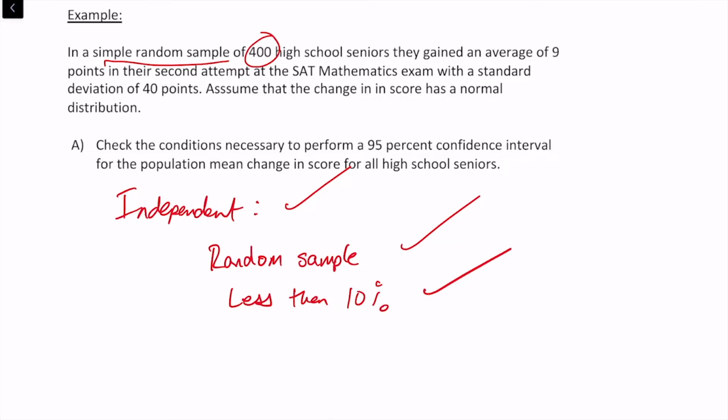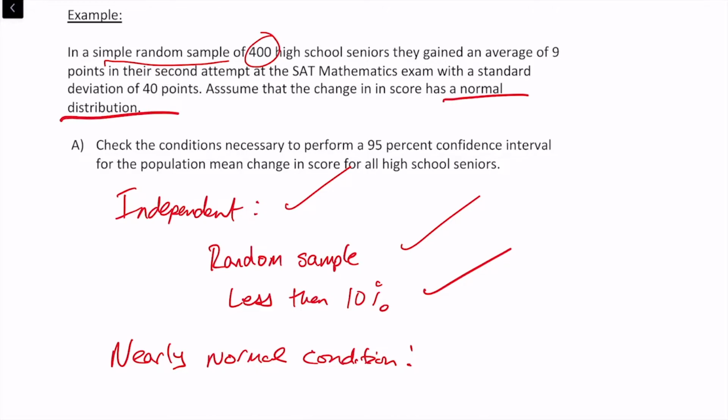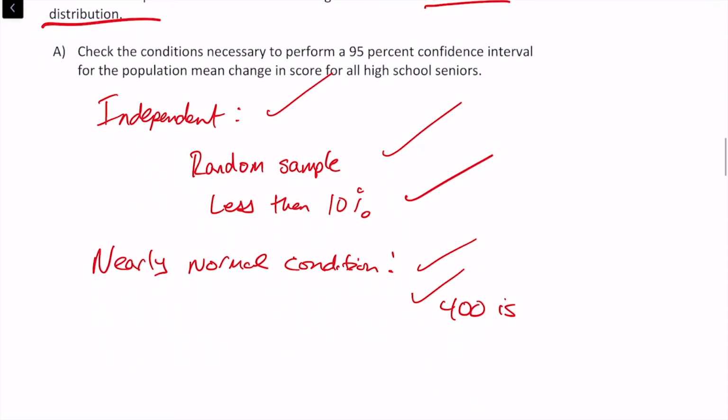The next condition is the nearly normal condition. There are two ways we can look at that. First of all, they tell us to assume that the score comes from a normal distribution, so that's already satisfied. And I'm going to give this another check because look at our sample size. Our sample size is 400, which is large enough. Even if they did not tell us that we had a normal distribution, we still would be okay because our sample size is really large, relatively speaking. 400 is way bigger than 30.